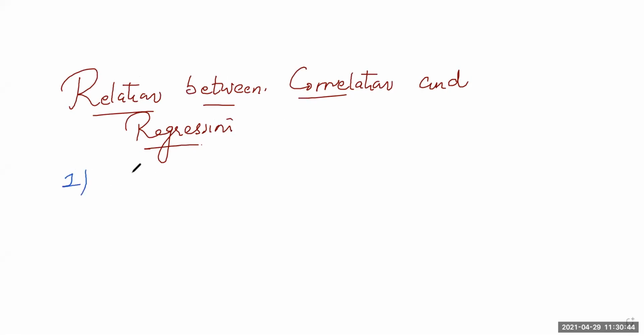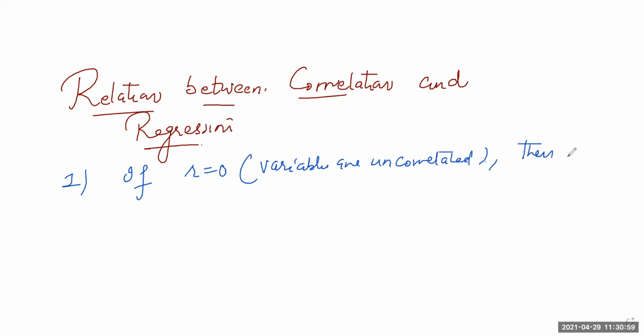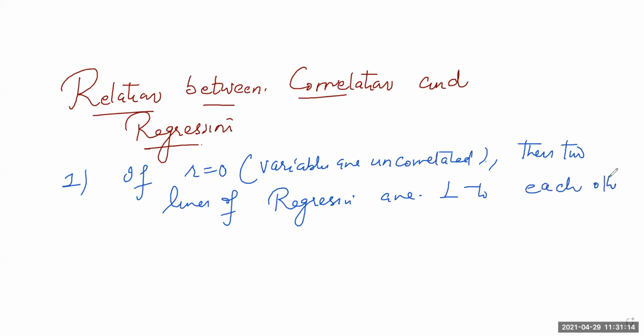So number one, if r is equal to 0, it means the variables are uncorrelated. Then the two lines of regression are perpendicular to each other. Okay, so I can express it like that.